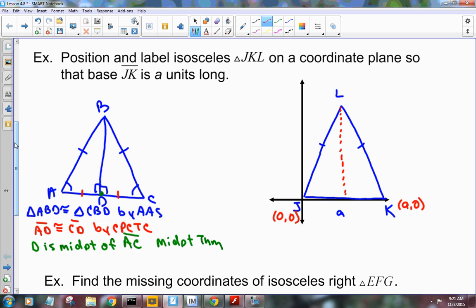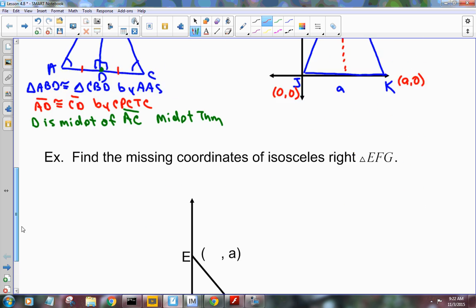So how far would I have to go over before I had to go up? Half of A. So that would be A over 2, and then we go up a height that we don't know. And so when it's not any relationship to that number, we create a new variable, and we'll call it B. Okay? And this half, you could do it like this. You could do 0.5A, comma B. You could also do 1/2 A, comma B. Whatever you're more comfortable with. Okay? Alright, so everybody see what I did there? That's positioning and labeling.